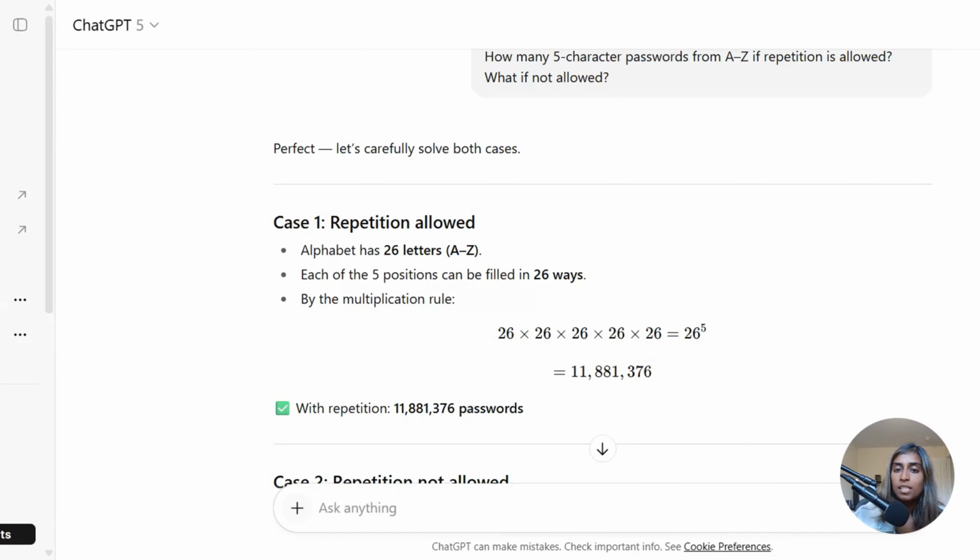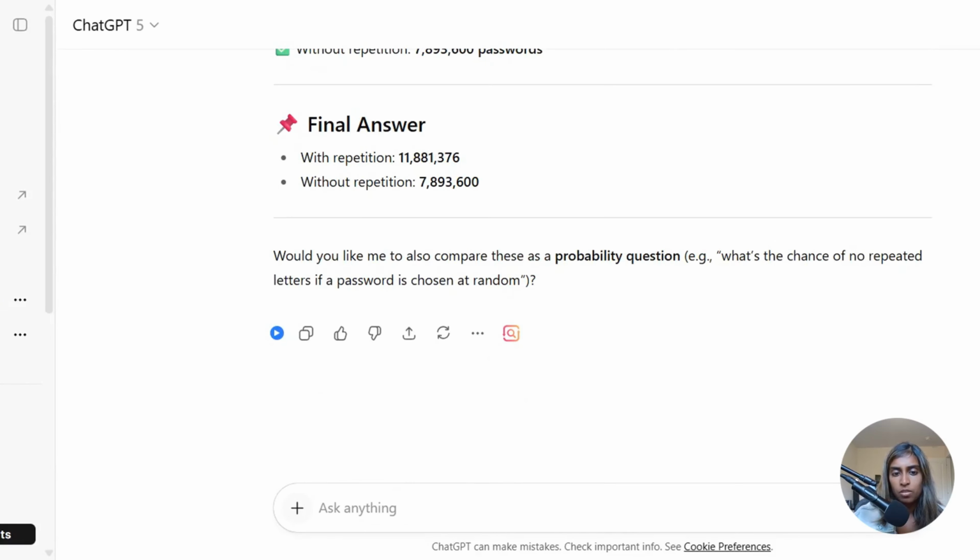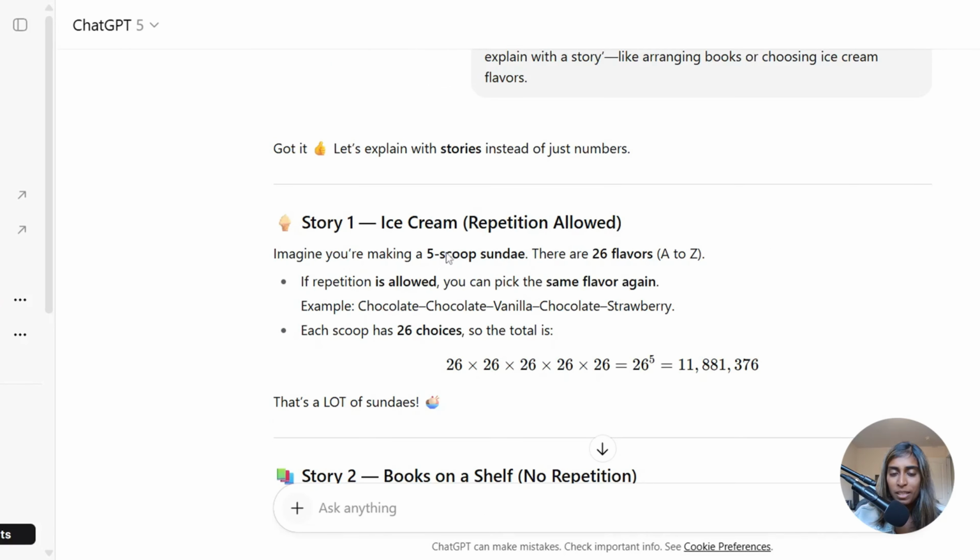So we'll say explain with a story. I will actually give the same question. So it gives us the answer. Explain with a story. Great. Story 1. Imagine you're making a 5-scoop sundae. There are 26 flavors. If repetition is allowed, you can pick the same flavor again. Each scoop has 26 choices, so the total.